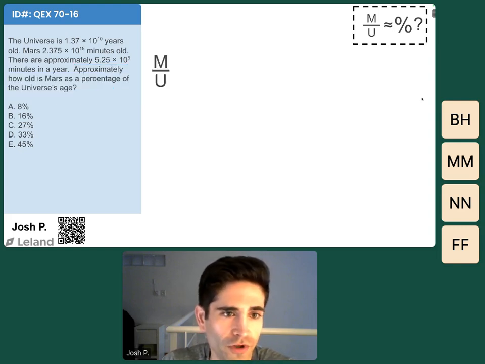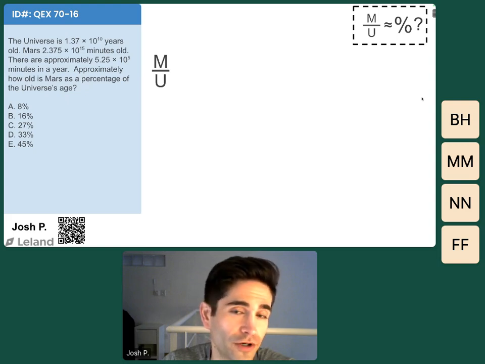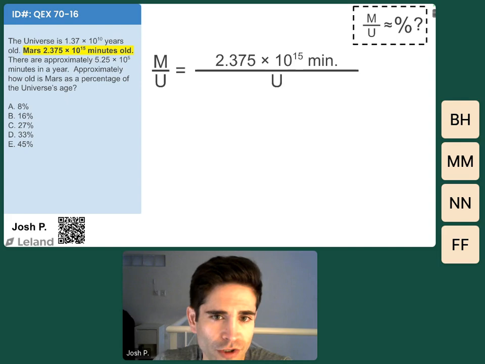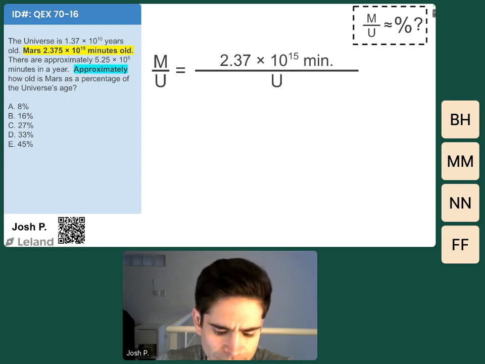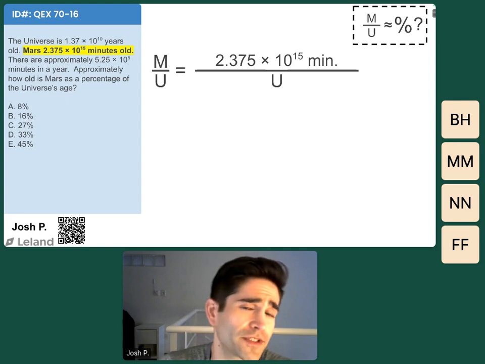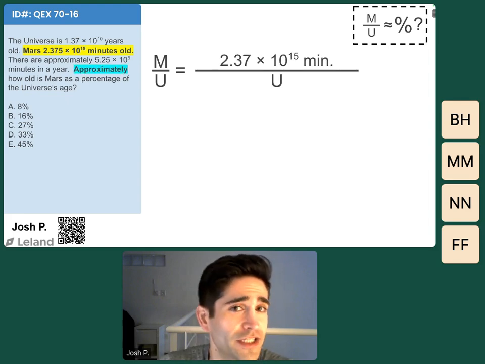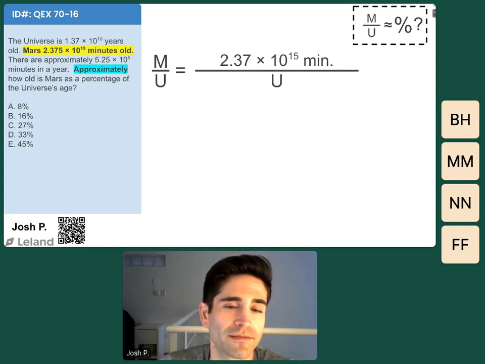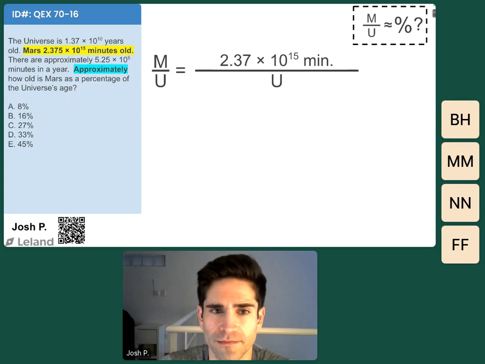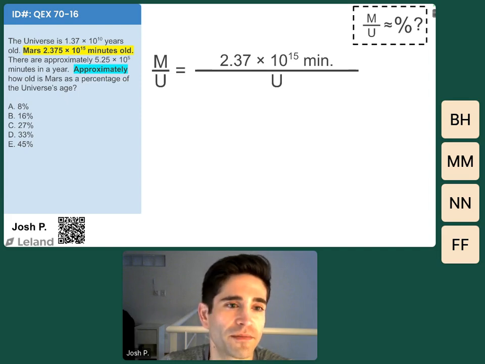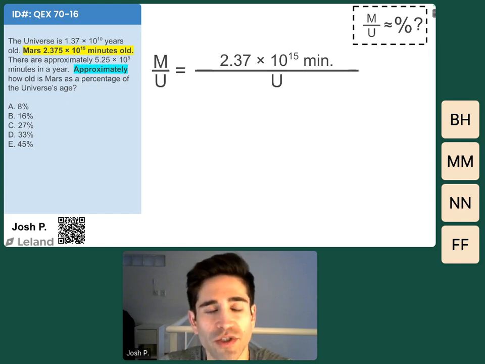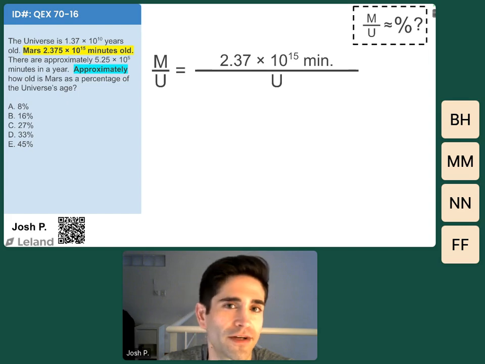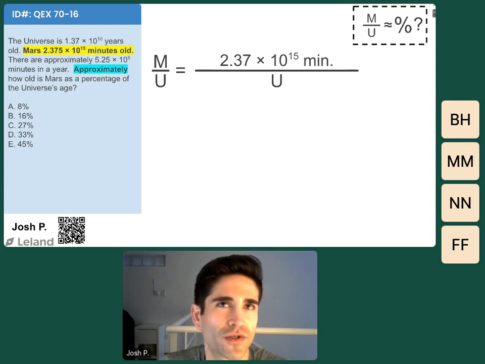Great. So we're looking for Mars over the universe, and we are just going to input the values that we are told in the prompt and make our lives easy by approximating Mars to 2.37 times 10 to the 15th minutes. The reason why I approximated Mars to 2.37 is that the universe is given to us in 1.37, 2 decimal points or 2 spots after the decimal point.